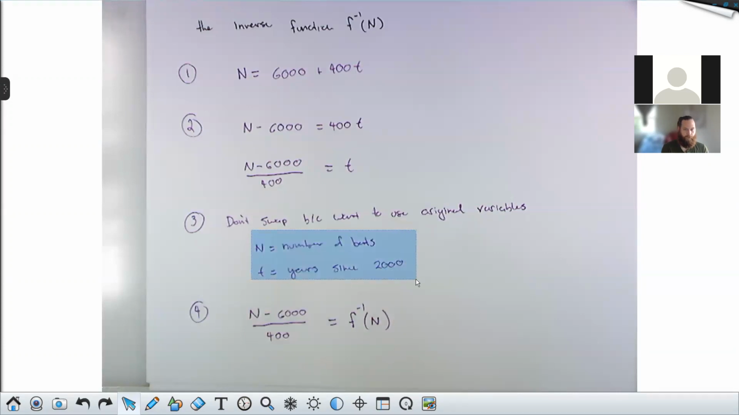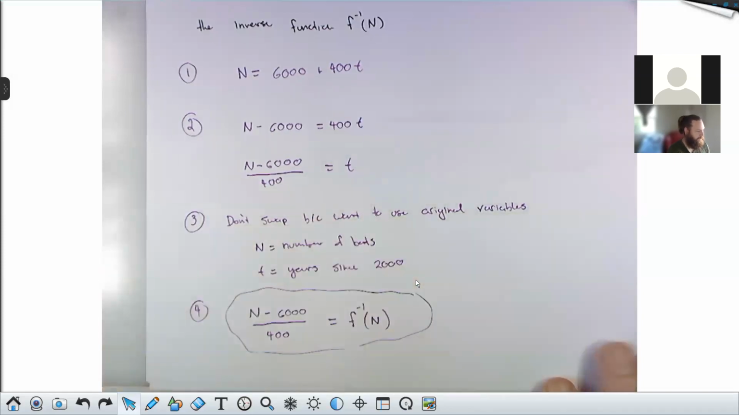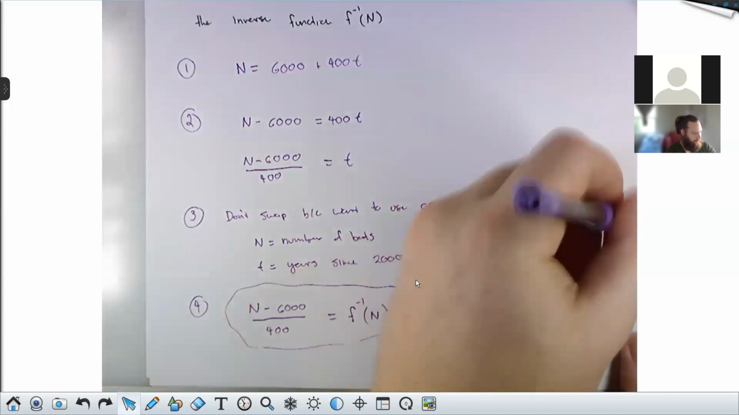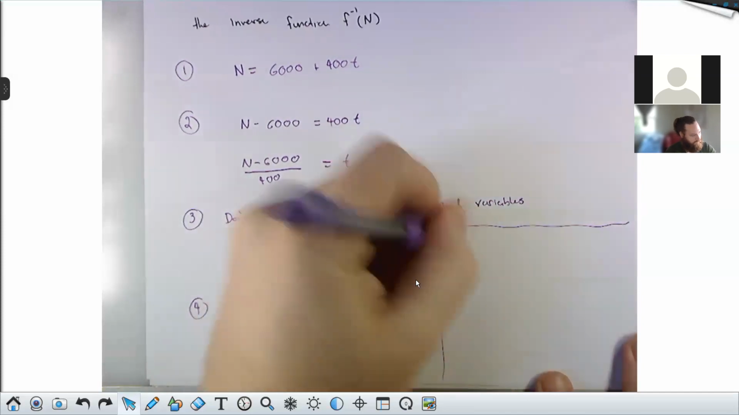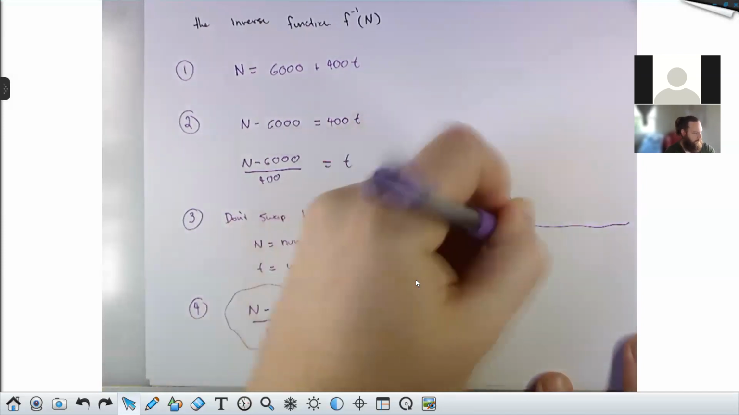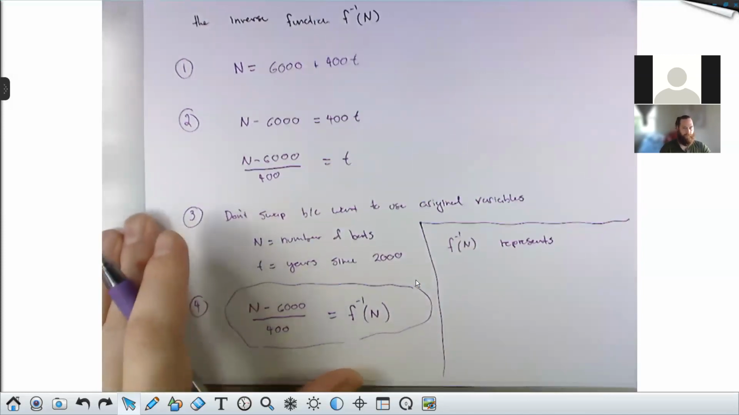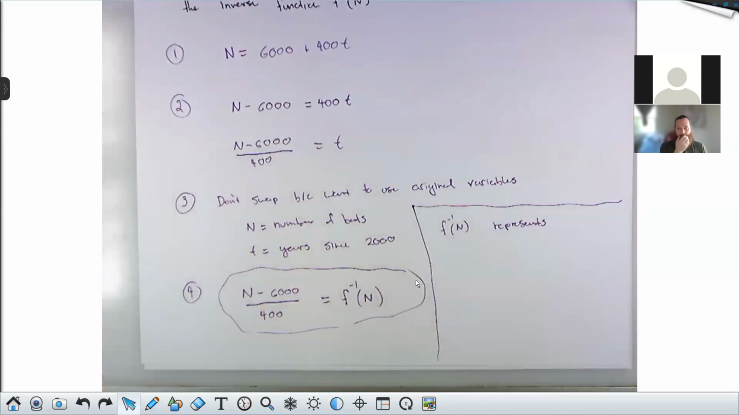And if you think about what I wrote down here in step three, we can help ourselves with the interpretation. So this is our answer to part A, I should say. And then what's the interpretation? f inverse of n represents what? What does this take as inputs? And what does it spit out as outputs?